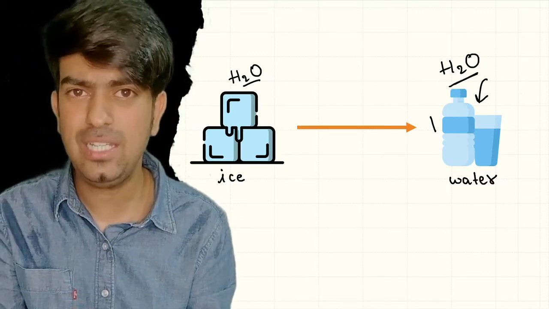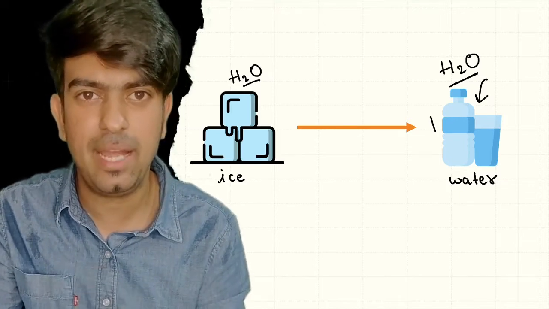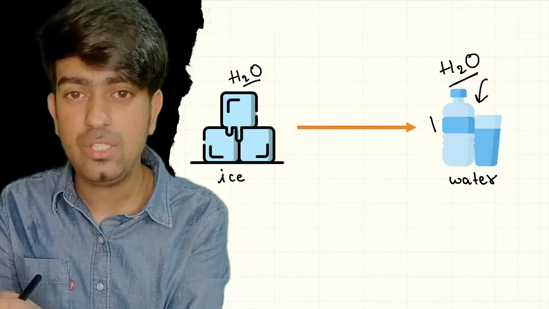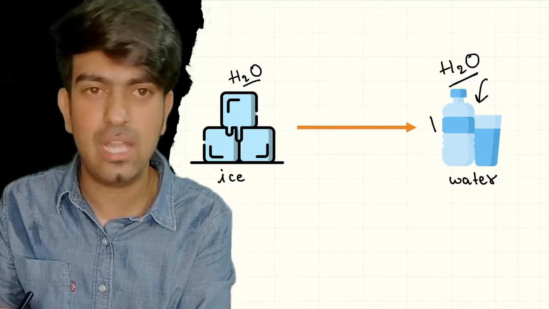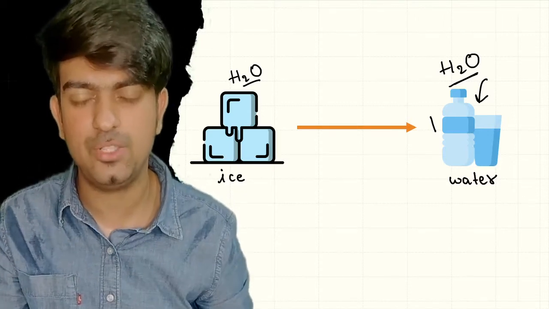So can you see this? सिर्फ और सिर्फ physical state में यहाँ पे change हुआ. आइस जो एक सॉलिड फॉर्म में था, it is now converted into a liquid form, that is water.